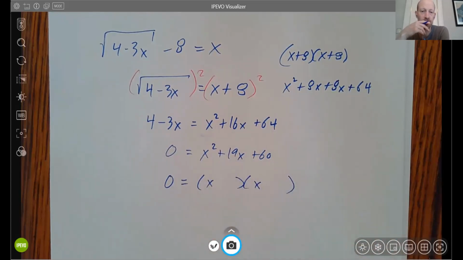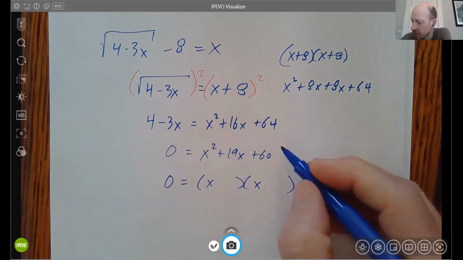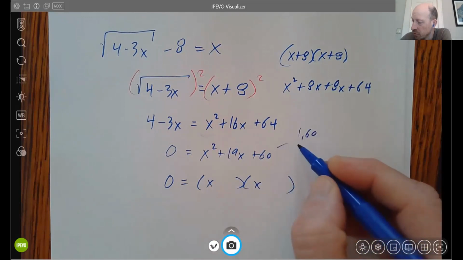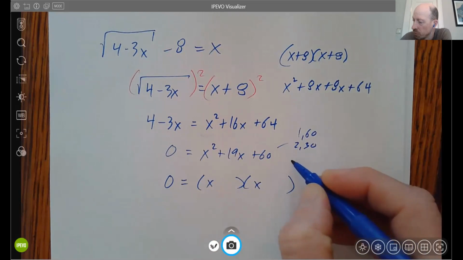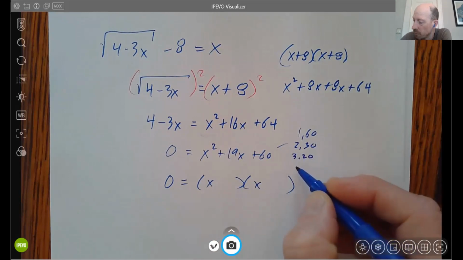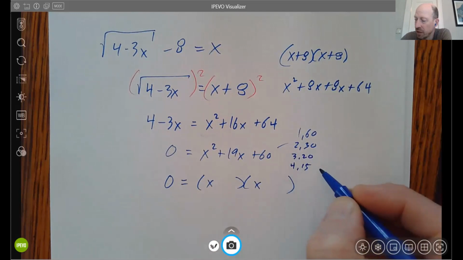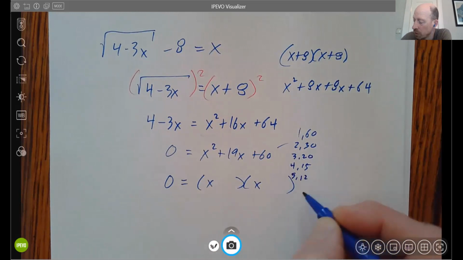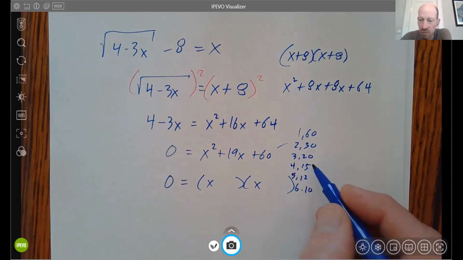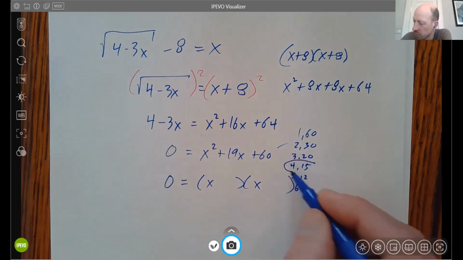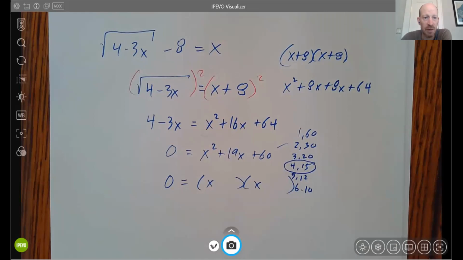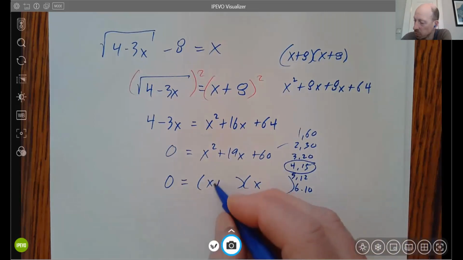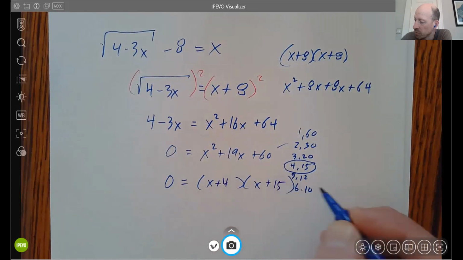Right, it's x and x. It may take a little bit of time, but you'll get there, I think. 2 times 30, 3 times 20, 4 times 15. 60 is kind of a bad number, right? 5 times 12, 6 times 10. I didn't have to go through all those, right? Because there's the pair that adds up to 19. So this is x plus 4 and x plus 15.